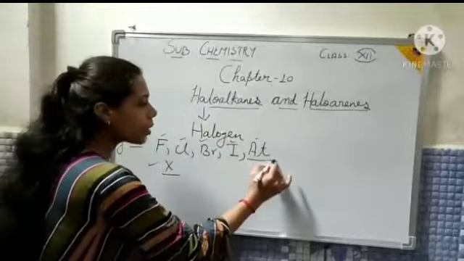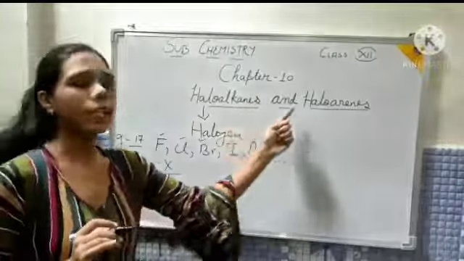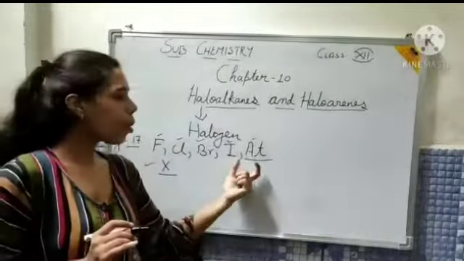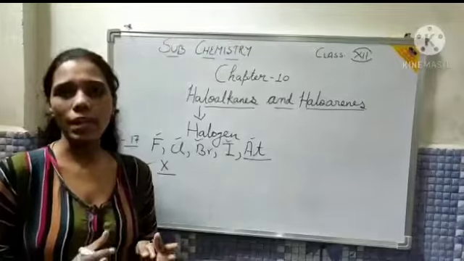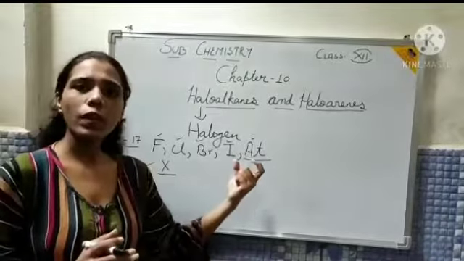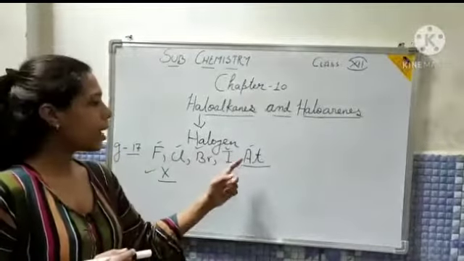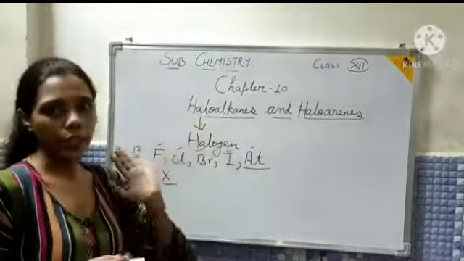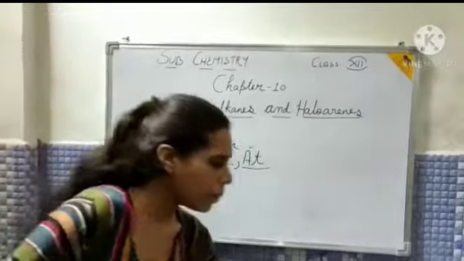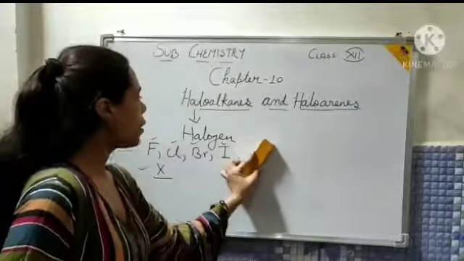And students, I am not considering astatine in haloalkanes and haloarenes. Why? Because astatine is a radioactive element. It is really very rare to get a compound of astatine. So that is why we will not consider astatine in haloalkanes and haloarenes. So I think I should rub it out. Okay, so we will not consider it.